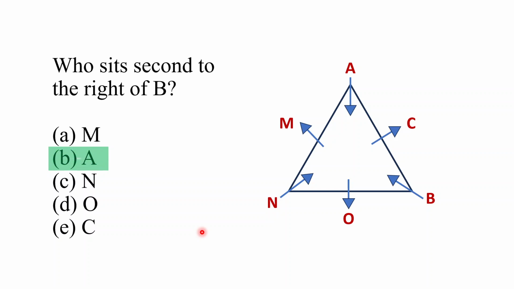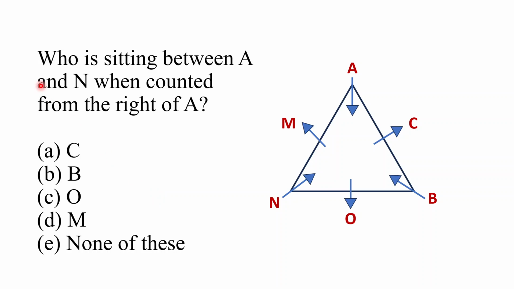Now let's move on to the next question. Who is sitting between A and N when counted from the right of A? Okay, right side A is here. Now right side of A means this side. So between A and N there is only one person, which is M is sitting. So only one person is sitting, or you can say M is sitting between A and N. So the answer for this question should be option number D, M. Let's check the answer. See, we got the correct answer.